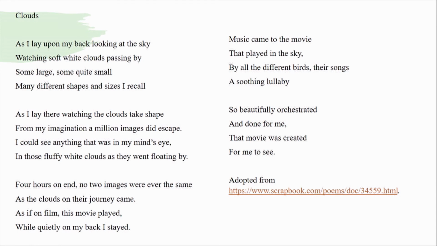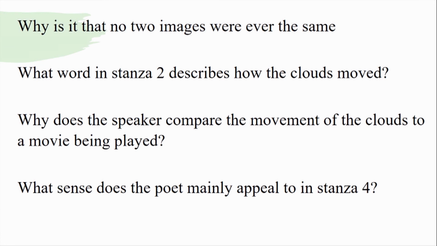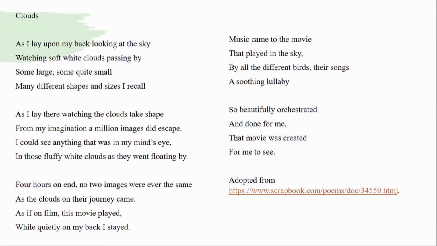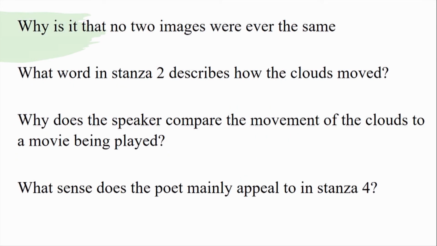Let's read stanza 2. As I lay there watching the clouds take shape, from my imagination, a million images did escape. I could see anything that was in my mind's eye in those fluffy white clouds as they went floating by. What word in stanza 2 describes how the clouds moved? What word is it? Is it watching? Does that talk about the movement of flow? Is it escape? No. The word is that word almost to the end, floating. So the word floating describes how the clouds move.